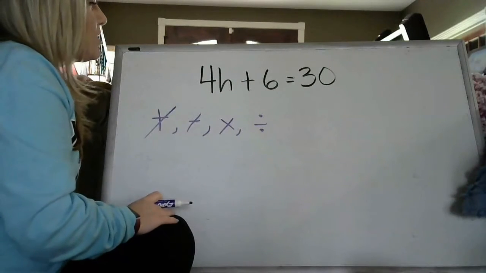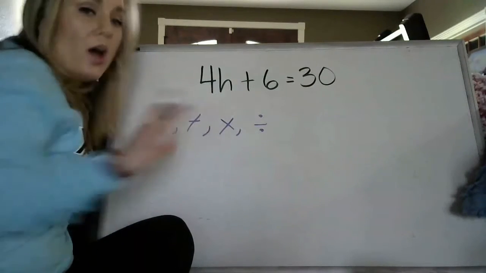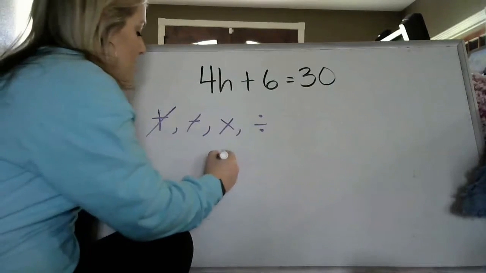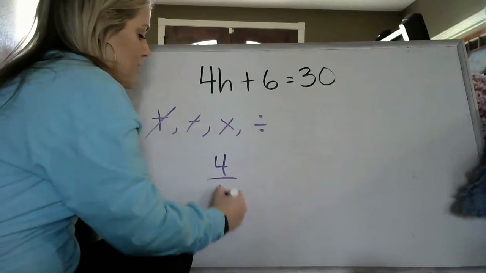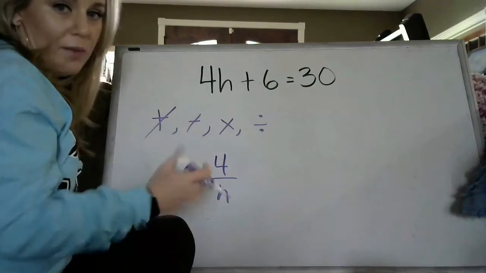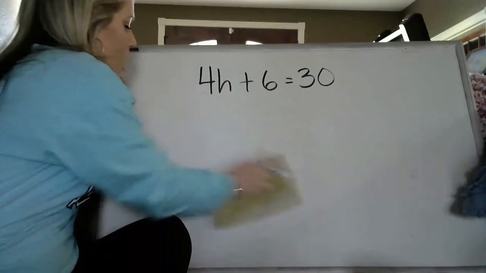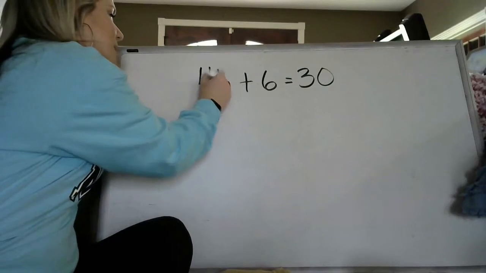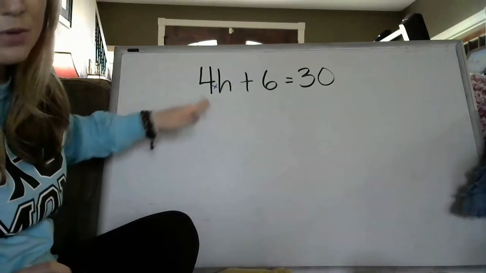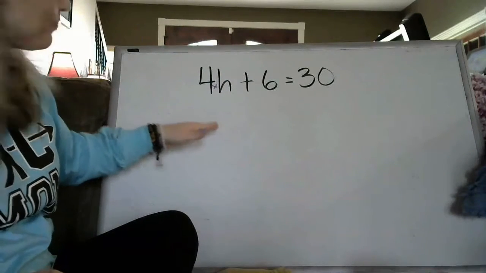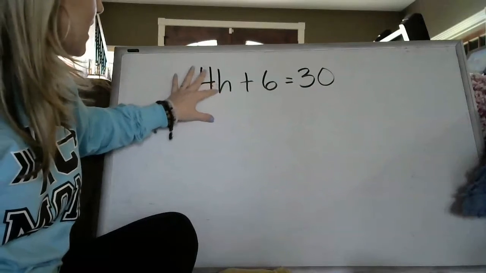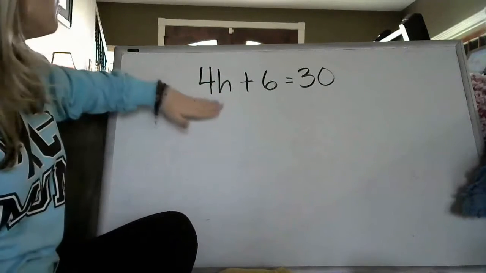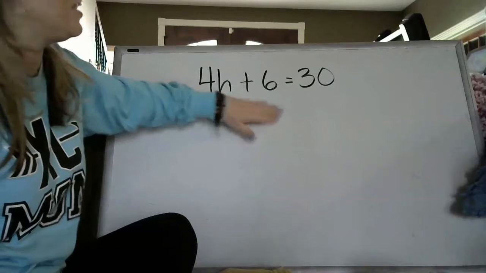4h. Okay, so right here, we know another way for a division sign to show division would be like this, 4 divided by h, okay? So the only operation left is multiplication. So there's basically an invisible multiplication sign between this 4 and this h, okay? So it's basically 4 times h. I don't even know if you can see the multiplication sign I put there. Okay, so 4 times h plus 6 equals 30.